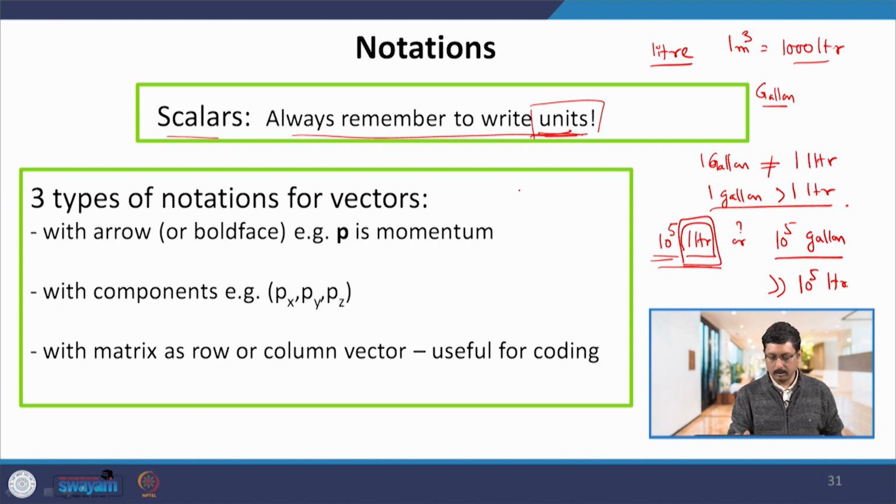So, the most common type of notation is to represent, take the vector as momentum, which is a vector, it has a magnitude as well as a direction. Now, we can write this as p, so p represents the momentum with an arrow on the top. So, this indicates that this is a quantity that has a magnitude as well as a direction.